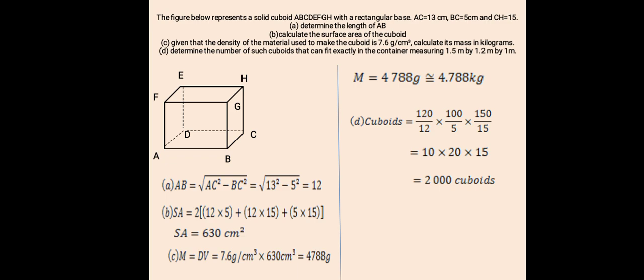centimeter. Now the surface area, we shall take it by having the area of the triangles that form the cuboid, and this gives us 630 centimeters squared.